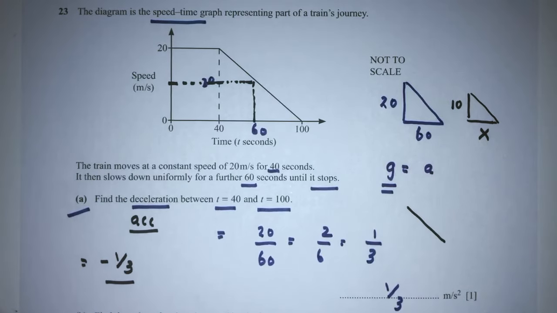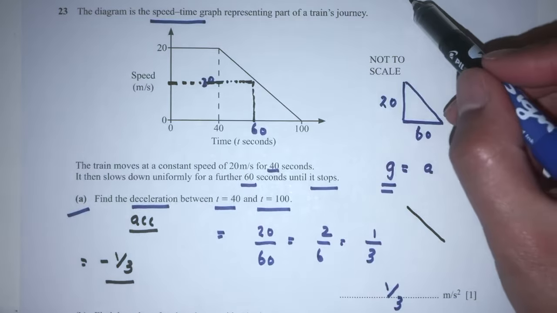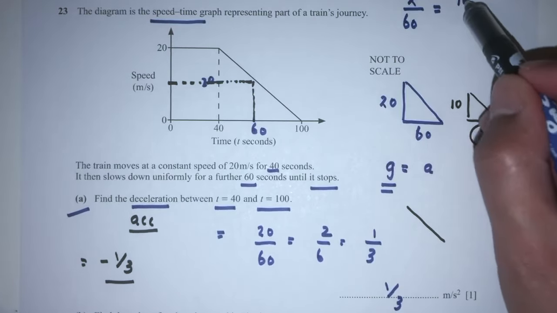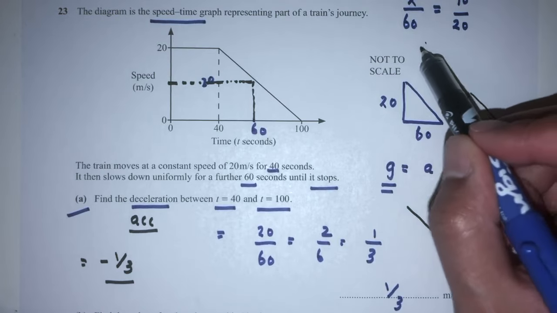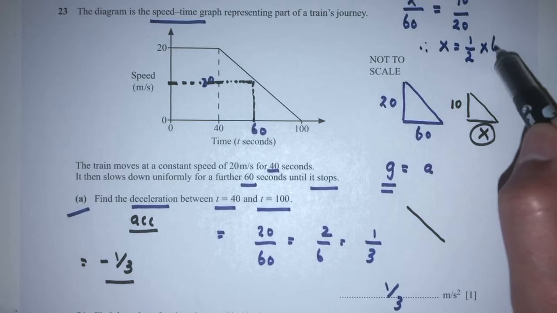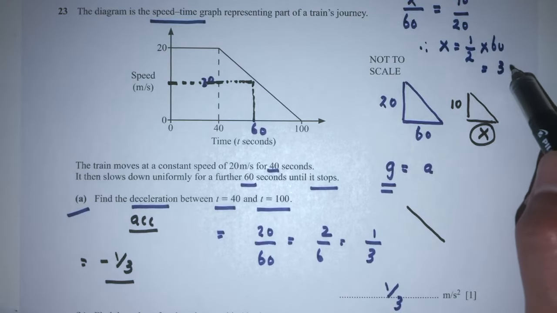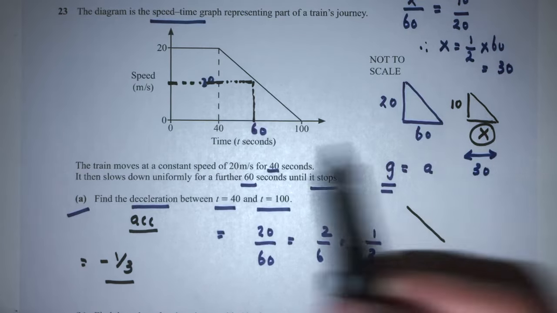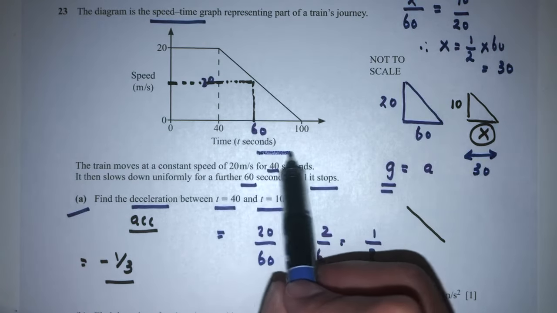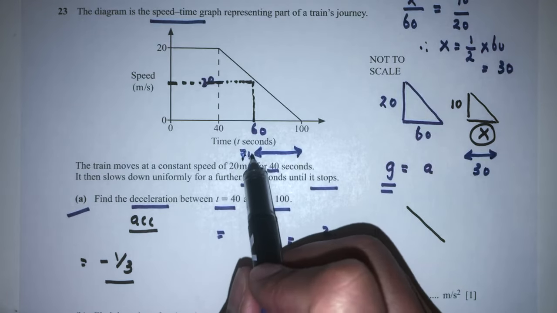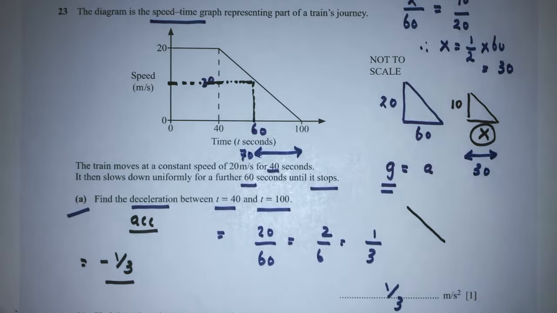Now let's use similarity to find the value of x. Pretty easy. We can say x over 60 is equal to 10 over 20. That will be x is half times 60, that will be 30. So this distance here should be 30. So 100 minus 30, that should be 70. So the value of t will be 70.